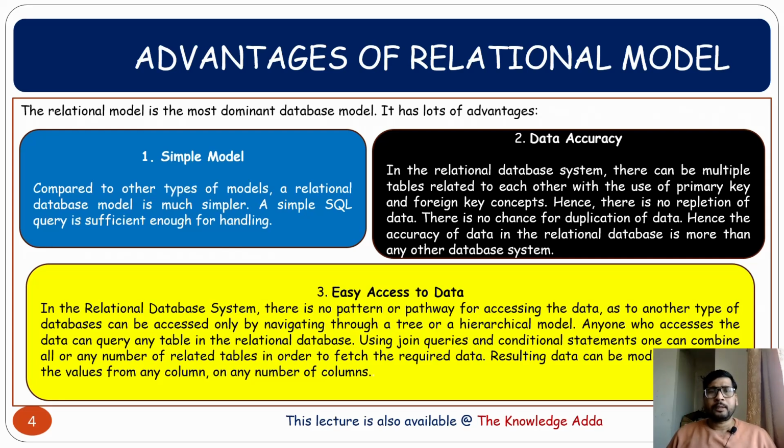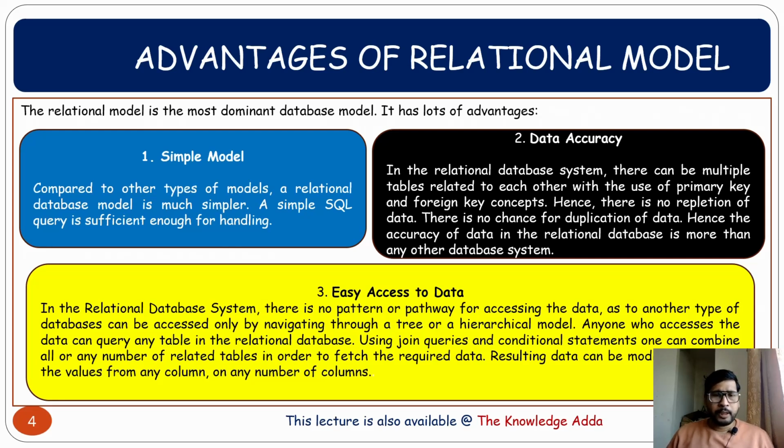If you want to access data from all columns of a table, you just have to mention a star, like SELECT * FROM table name, and you will get the data. If you want data from a specific column, then you just mention the column name, and you can access the specific data.